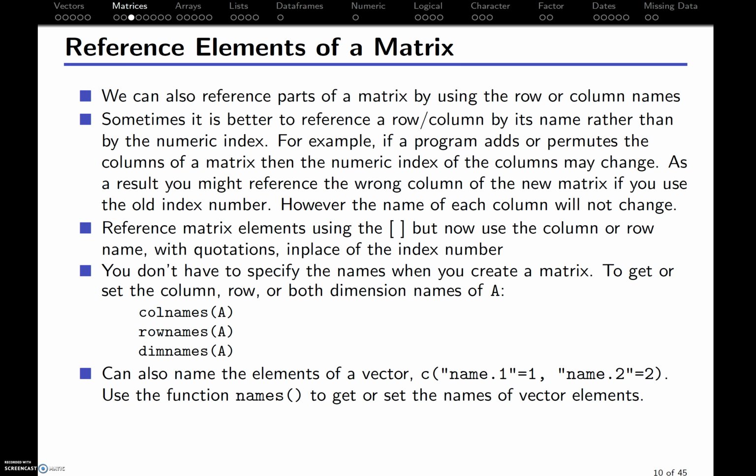You can also name the elements of a vector itself. For example, this concatenate function contains the expression name1 for 1, name2 for 2, and then you can use the function names to name those vector elements.